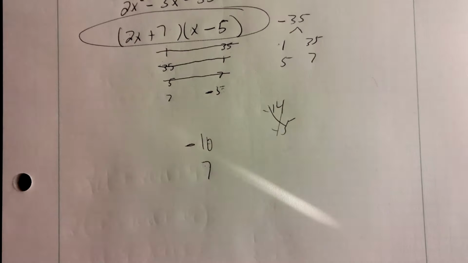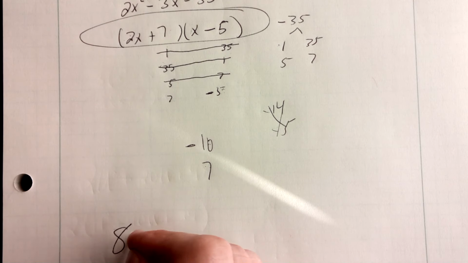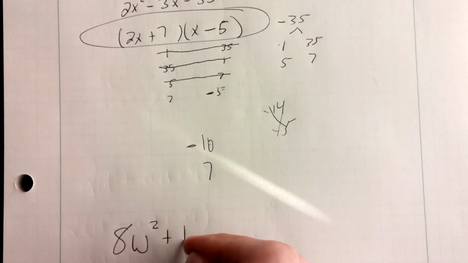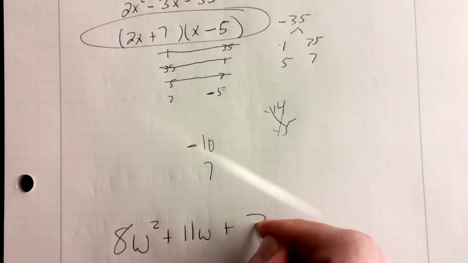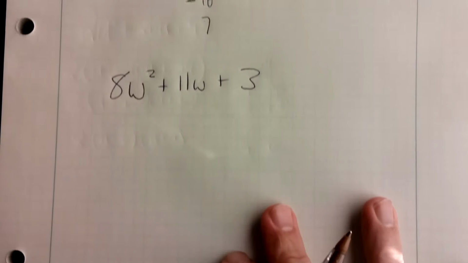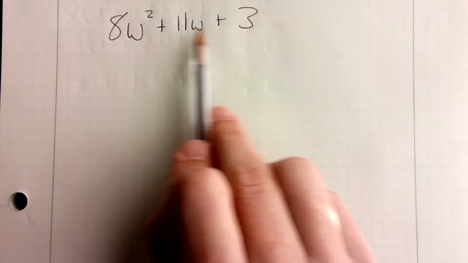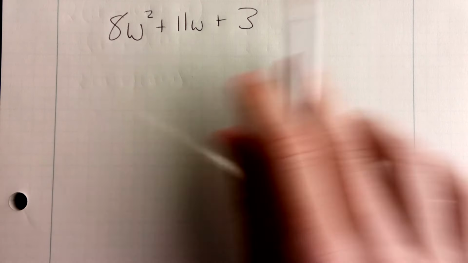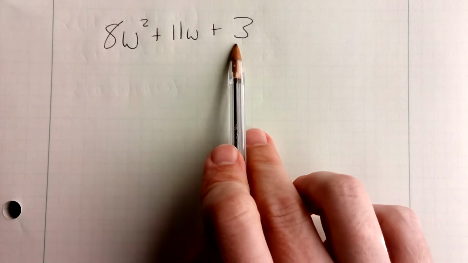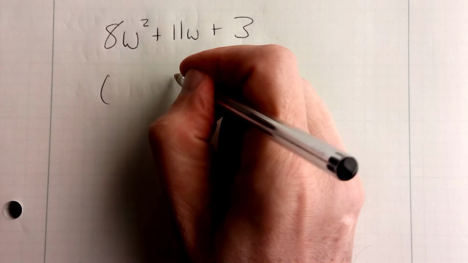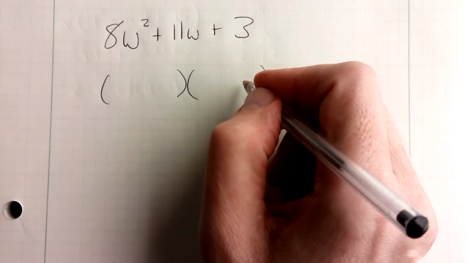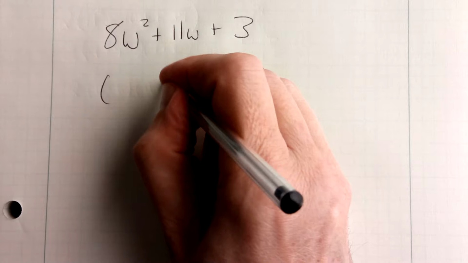Let's do 8w squared plus 11w plus 3. Now again, there's no like terms in between all three. I can't factor away the 8. But this last term is prime. So what I'm going to do is realize that I only have so many possibilities. I have a 1 and a 3.